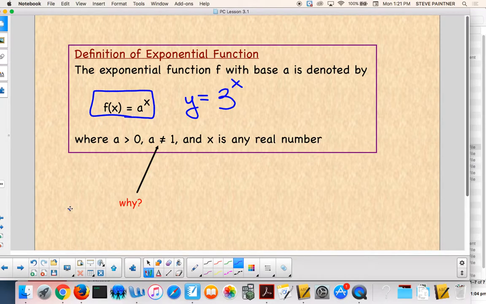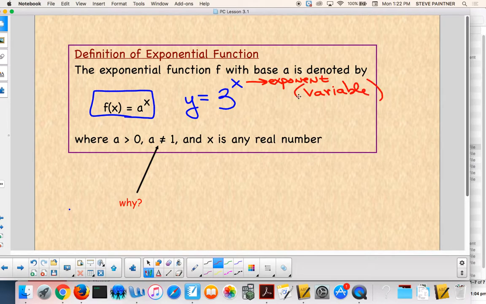What's in the exponent spot? A number or a variable? Yeah, so what's new to you? What's new is the exponent is now a variable. This is what is new to you.